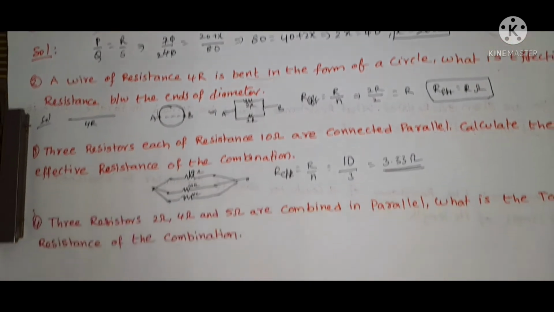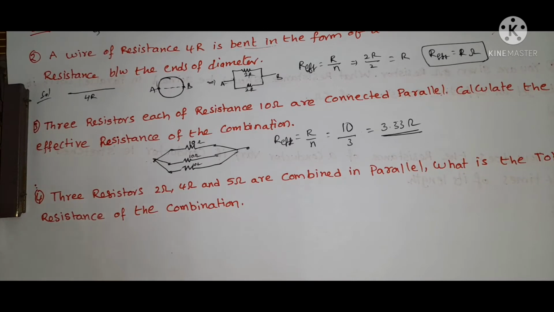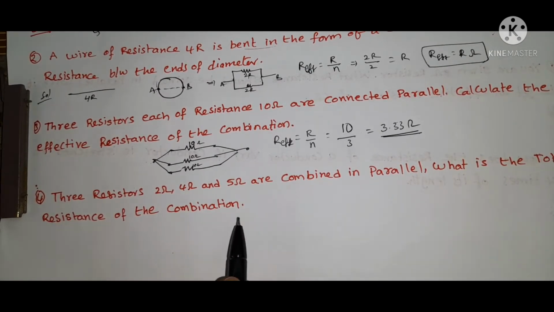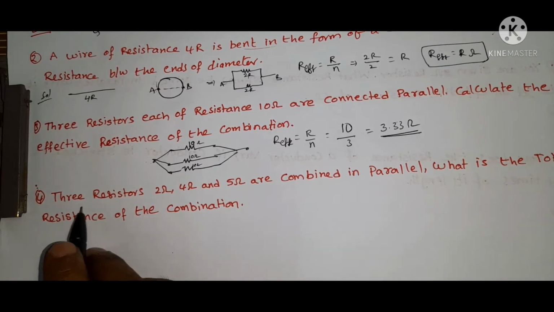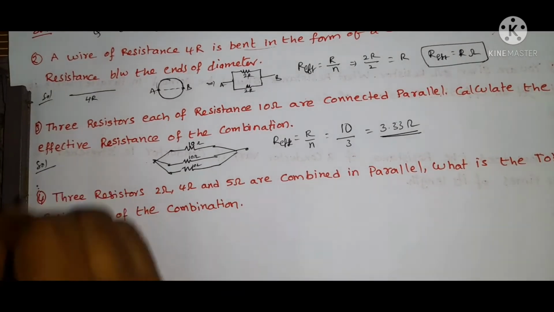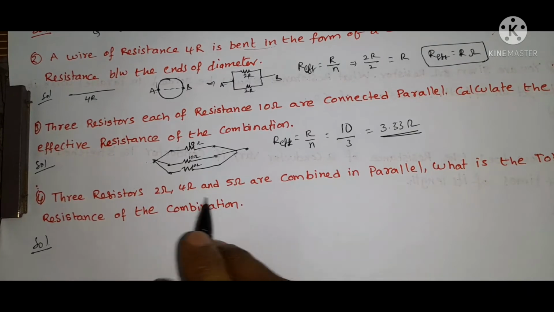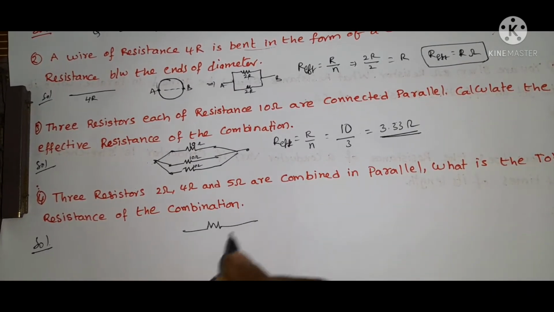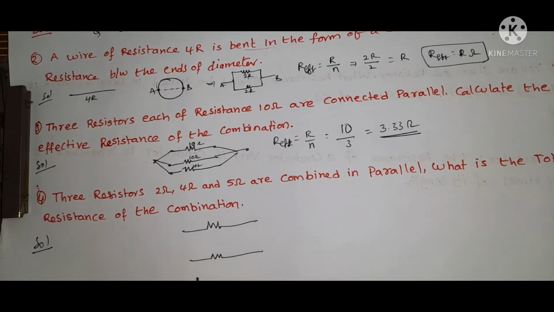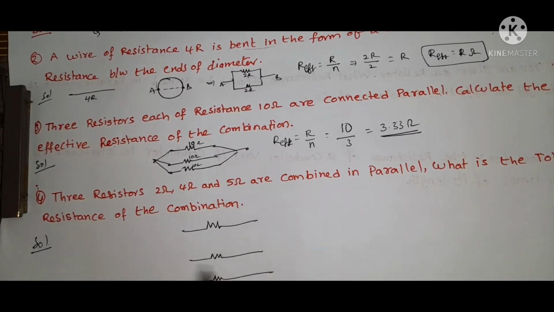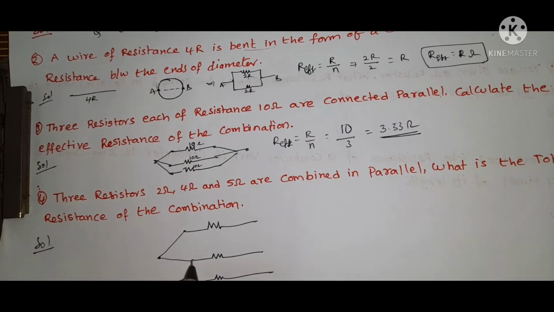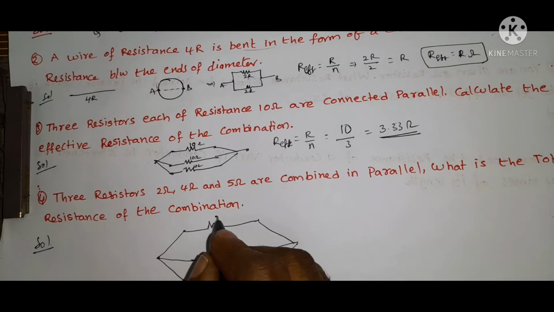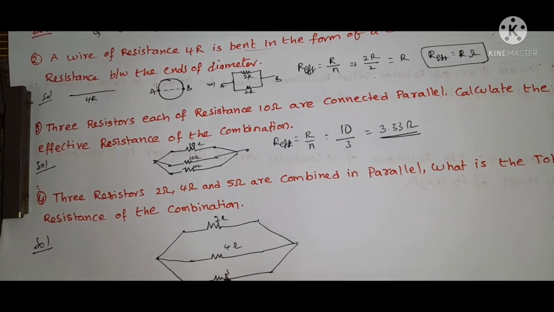Next will be the fourth question. 3 resistors 2 ohm, 4 ohm, 5 ohm are combined in parallel. What is the total resistance of the combination? Here you can write the detail. This is for the solution. 2 ohm, 4 ohm, 5 ohm connected in parallel. That means parallel, same as above, looking like the above diagram. These 3 are parallel: one is 2 ohm, another is 4 ohm, another is 5 ohm.